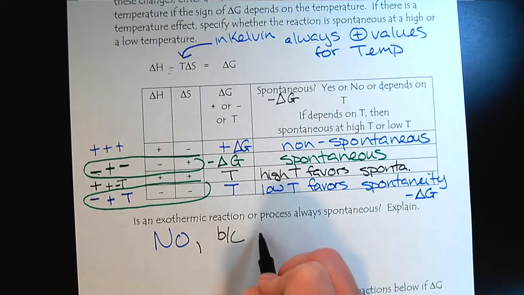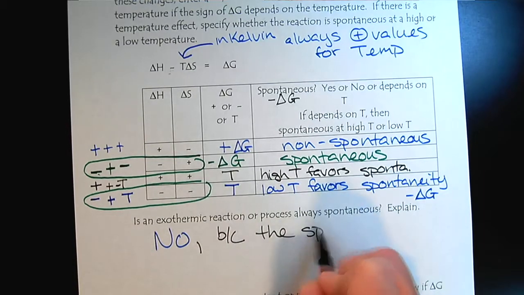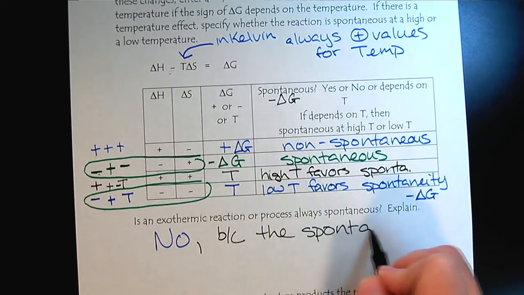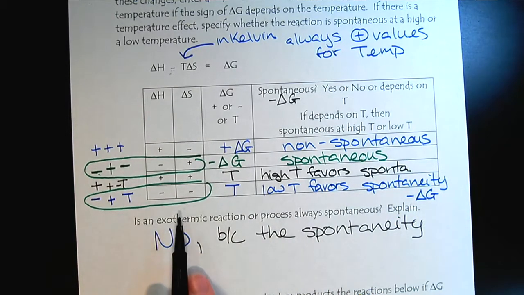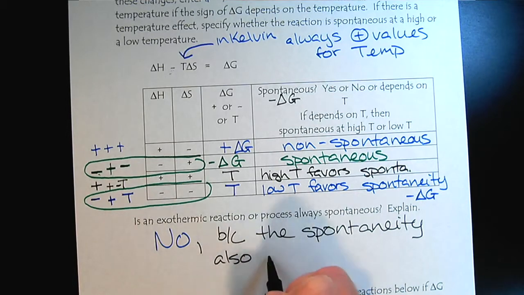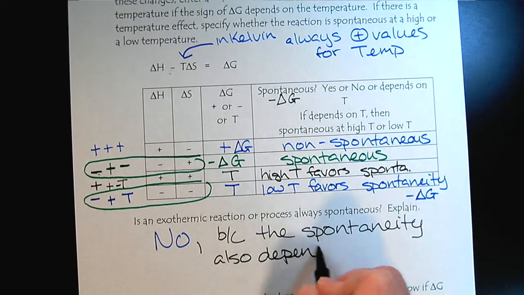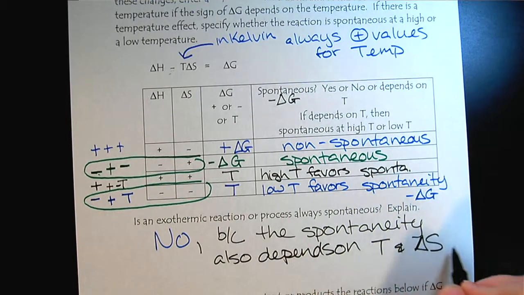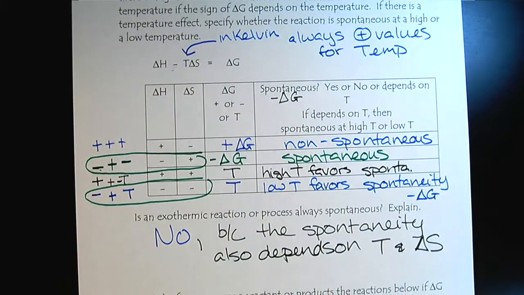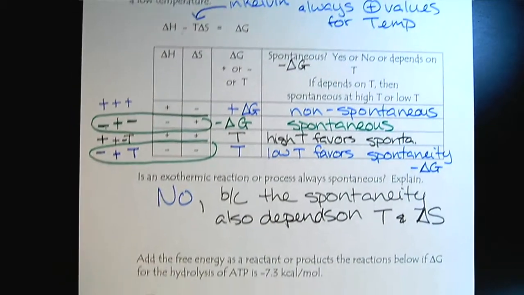Because the spontaneity is determined by more than just the enthalpy. It also depends on temperature and delta S. Okay, so that's why learning enthalpy wasn't enough.